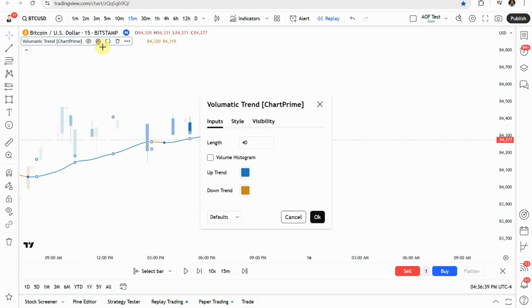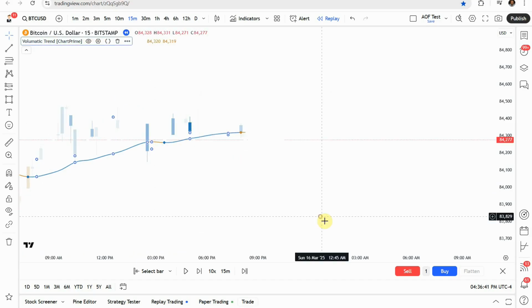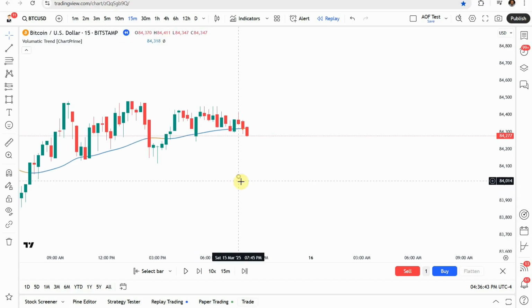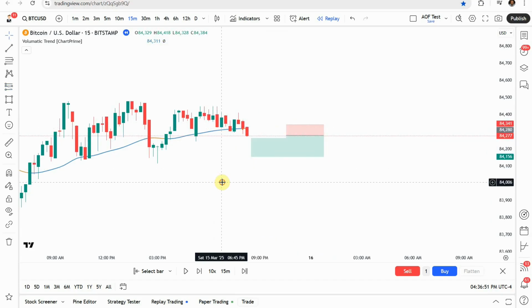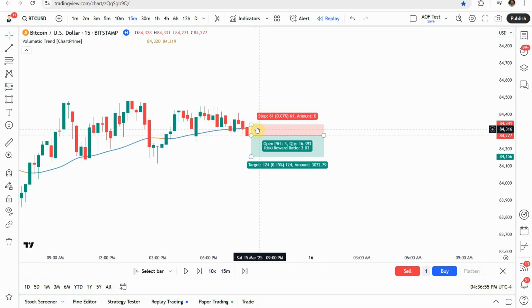Just turn off the volume profile within there, the volume histogram, I guess I should say. Okay, so what we got is the break to the downside. That's pretty simple. That'll give us our short signal. And then what I did was just put the stop just slightly above the moving average line.